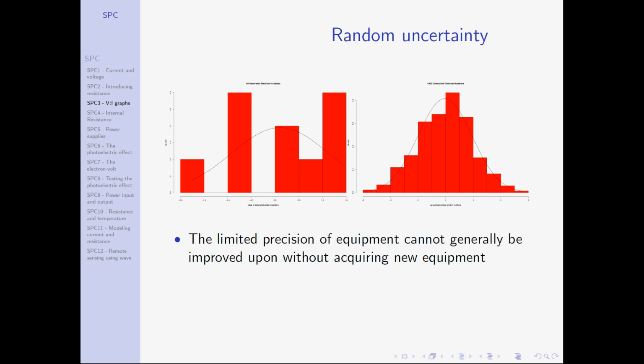And so the limited precision that we spoke about earlier, there's not really much we can do about that without getting better equipment. So if our ruler only goes down to centimetres, we're not going to be able to measure in millimetres until we go out and get another ruler that does measure down to millimetres. Similarly for our multimeters, once we reach the limit of the precision of the equipment, we can't really overcome that without getting better equipment. But the random uncertainty can be helped, and so that's what these graphs are demonstrating.